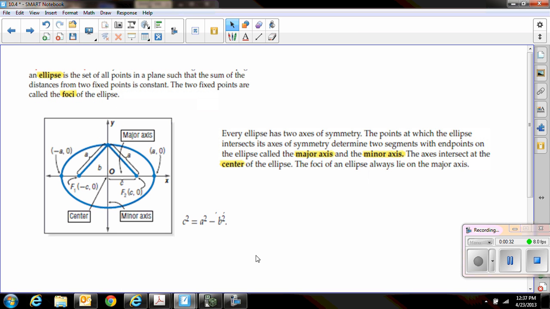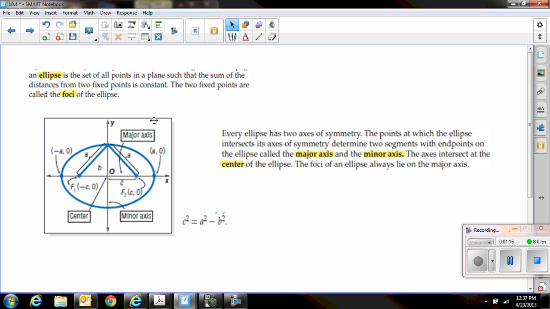So here's our actual definition. An ellipse is the set of all points in a plane such that the sum of distances from two fixed points is constant. These two fixed points are called the foci of the ellipse. So here's my given ellipse. I have 2 points. This is F1, that's focus 1. This is F2, that's focus 2. An ellipse is the set of all points whose sum is a fixed constant. So if I take this distance plus this distance, anywhere on this ellipse, those two added together are always going to add to a certain constant.